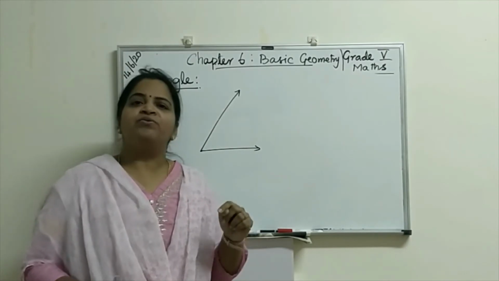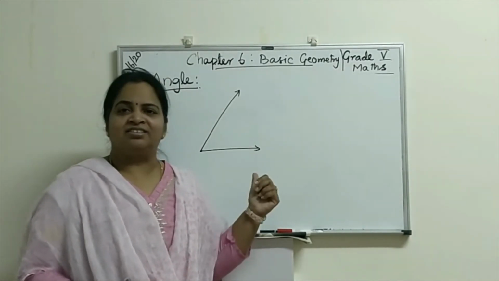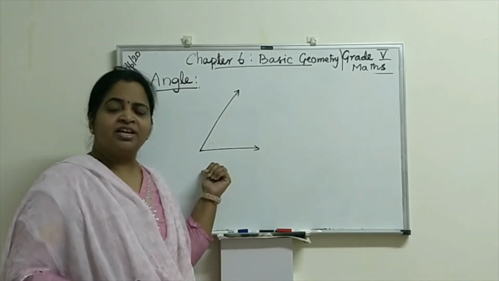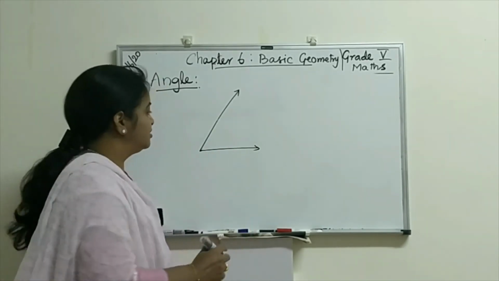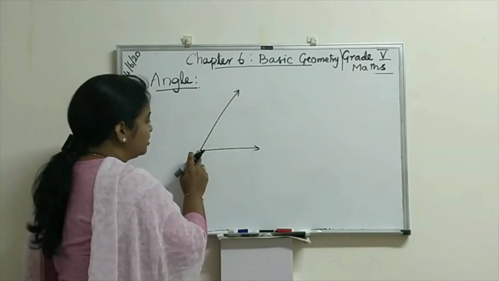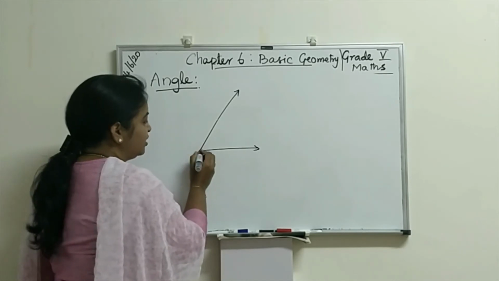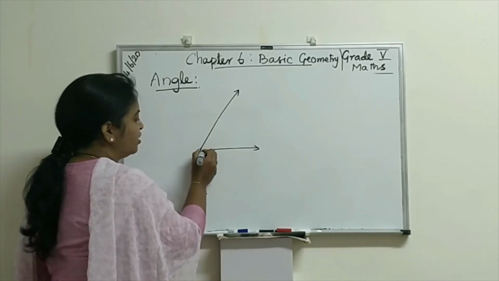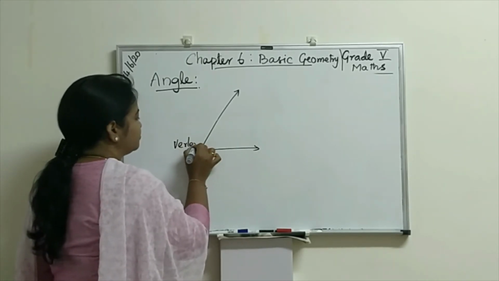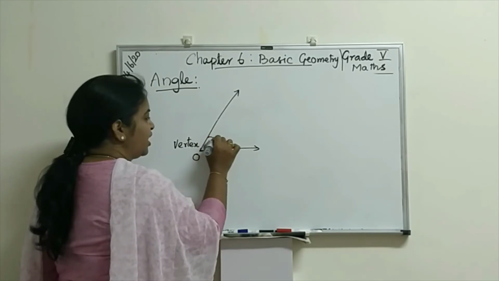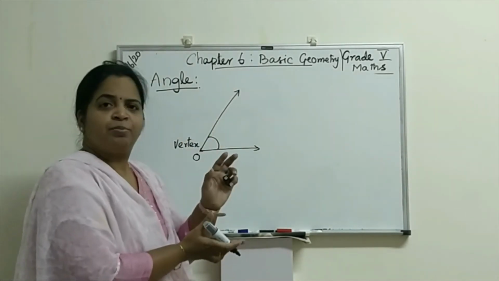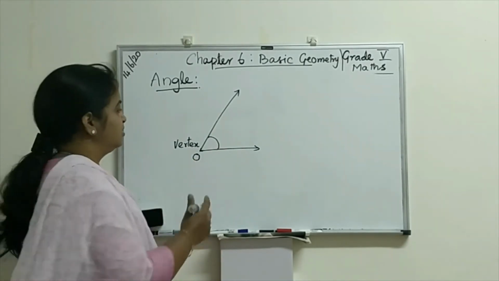Okay, now we are going to see about angles. When two rays meet at a single point, it forms an angle. See, this is one ray, this is another ray. They meet at a point, it is called O. This is called the vertex. Last year we studied this, right? This forms an angle, when two rays meet at a point.